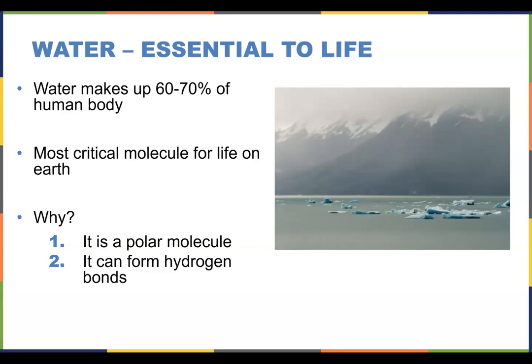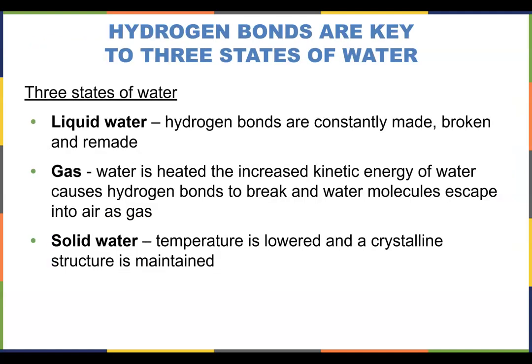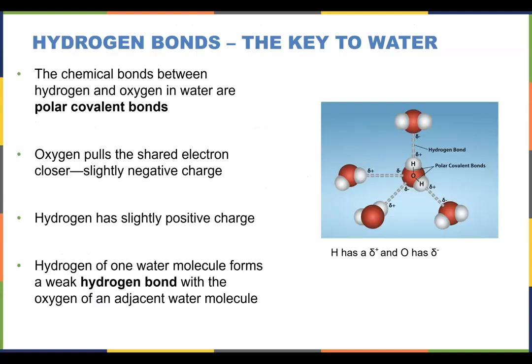It is a polar molecule, which means it can dissolve things. We'll talk about that in a second. And it can also form hydrogen bonds. So we just talked about hydrogen bonds. They are weak interactions between molecules. So in this case, we're talking about between water molecules. So again, on Earth, we have three states of water: liquid, gas, and solid. I'm not going to get into those. Hope you know that. Water, again, has a polar covalent bond within it.